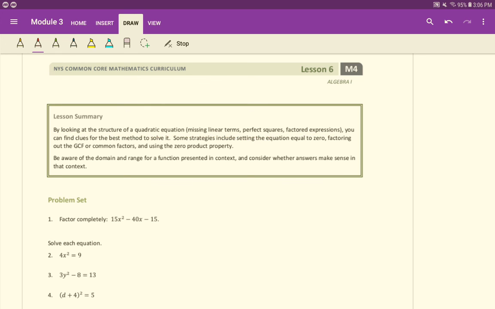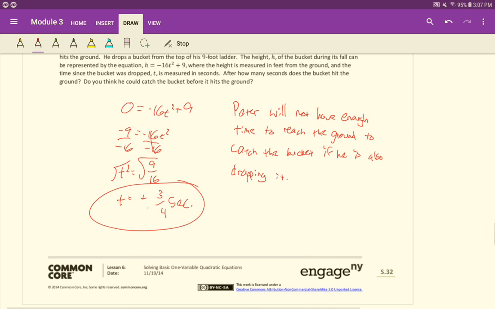By looking at the structure of a quadratic equation, missing a linear term, perfect squares, factored expressions, you can find clues for the best method to solve it. Like factoring did not really work on these earlier problems. Some strategies include setting the equation equal to 0, that's the zero product property stuff, and factoring out the GCF or common factors and using the zero product property. That's what we did in previous problems, but in this case, it wasn't super helpful. Be aware of domain and range for a function presented in a context, like word problems, and consider whether answers make sense in that context. That's just saying, don't include negative times, or negative heights or anything like that.